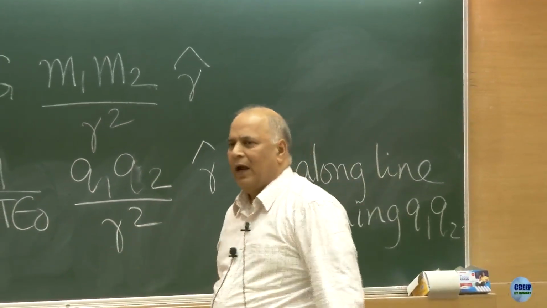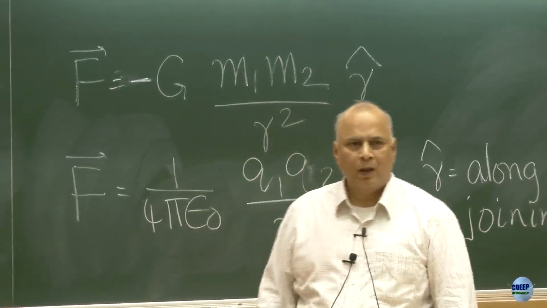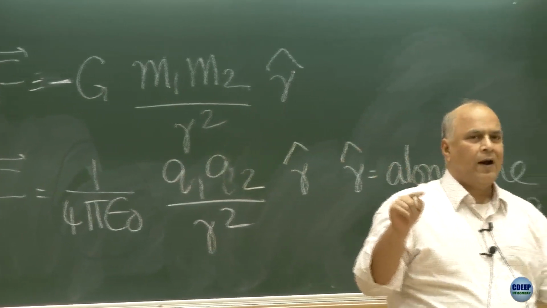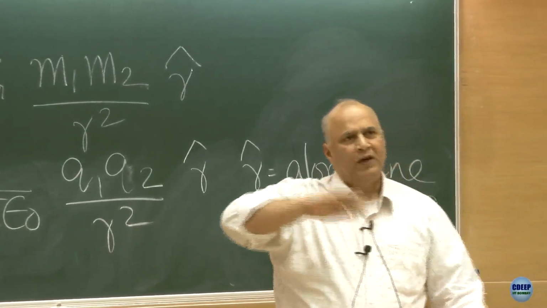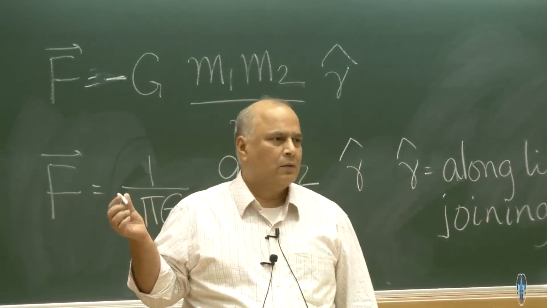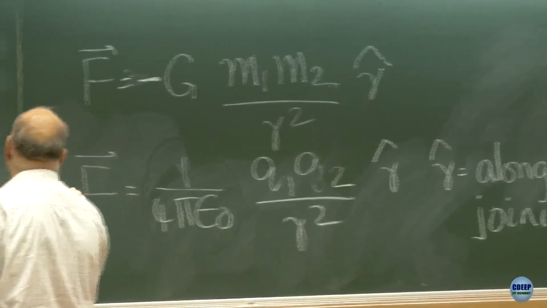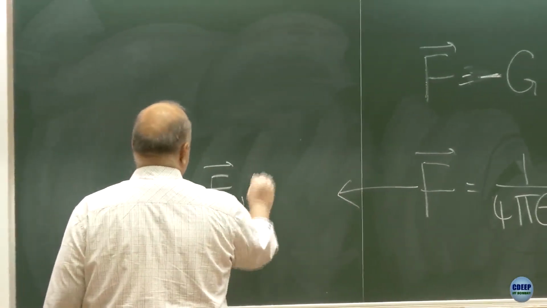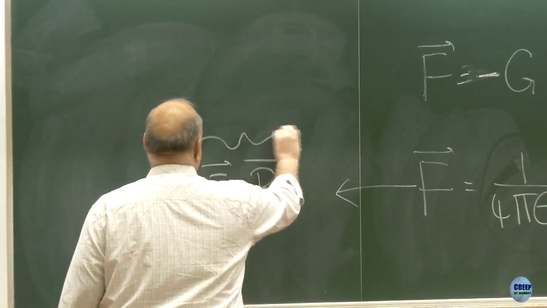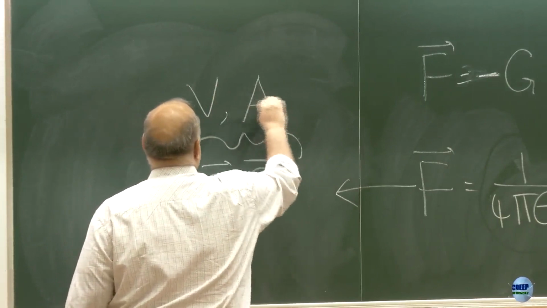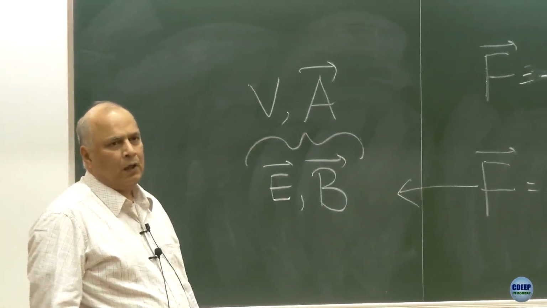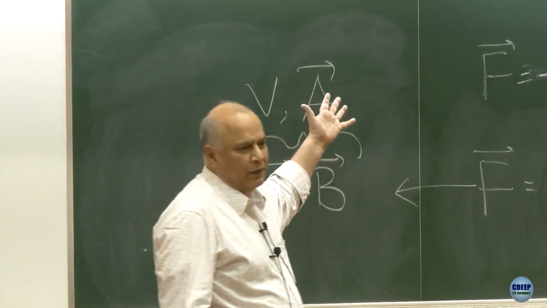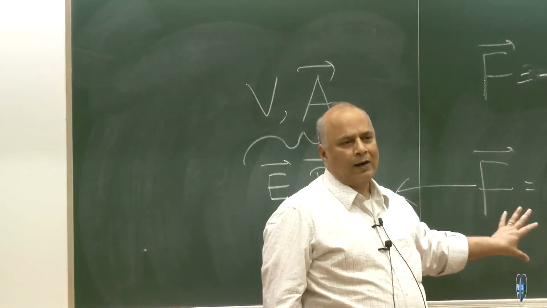So when he attempted to construct a field theory, the restriction that the gravitational force is always attractive made the field theory of gravitation quite complicated. In fact, the field theory of electricity and magnetism, first we describe it in terms of electric and magnetic fields, and then these two we describe in terms of a scalar potential and a vector potential.